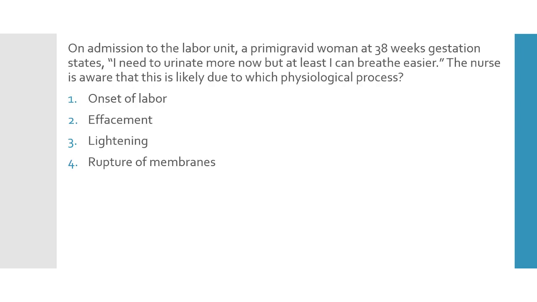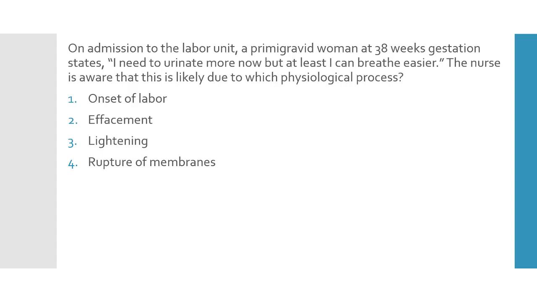Next question. On admission to the labor unit, a prima gravida woman at 38 weeks gestation states, "I need to urinate more now, but at least I can breathe easier." The nurse is aware that this is likely due to which physiological process? Number 1, the onset of labor. Number 2, effacement. Number 3, lightening. Or number 4, the rupture of membranes. This is a comprehension question. To answer this question, review the signs of impending labor.